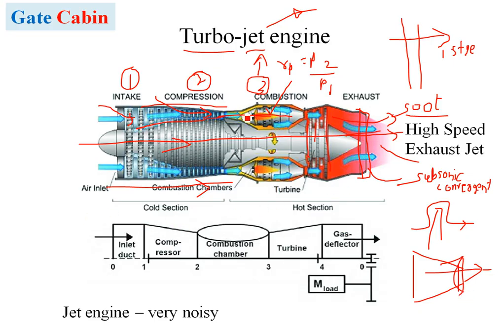Okay, so I hope everyone understood. This entire section is divided into two parts. One is the cold section, where the atmospheric air is compressed and no temperature changes are accounted for. But when we move ahead of this, we have a hot section where the fuel is burnt in the combustion chamber and then it is exhausted at a very high speed.